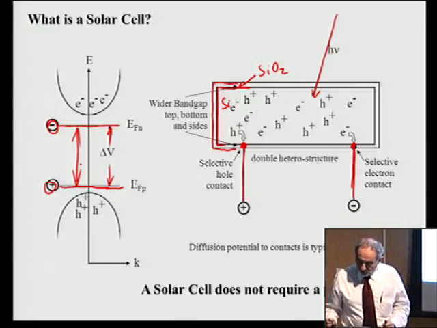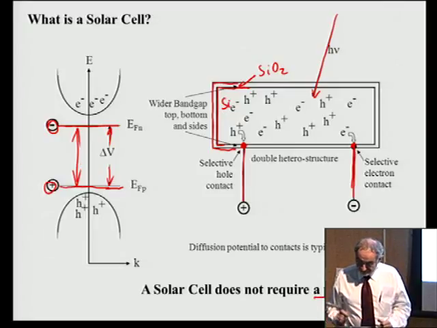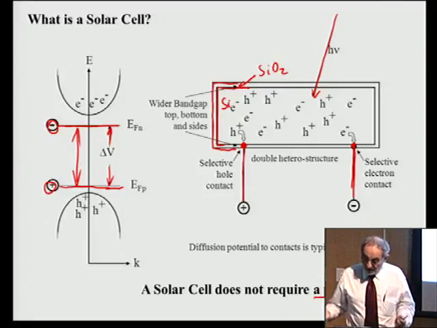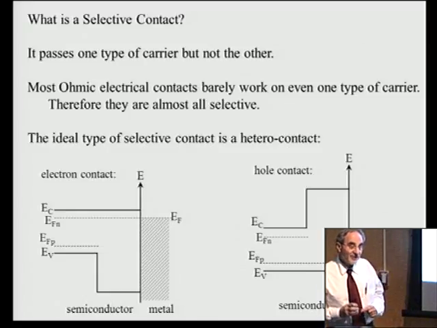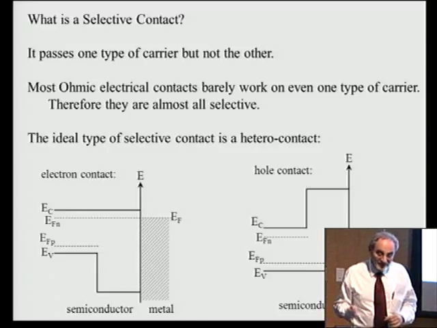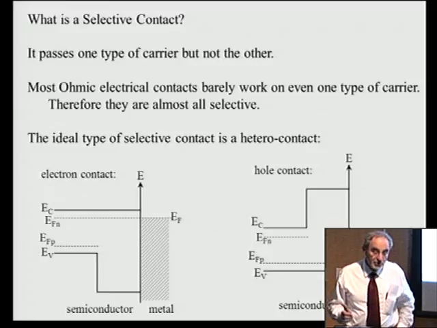Okay? So notice that I never mention anything about a p-n junction. Okay? So I say the p-n junction is optional. And you'll see that in a minute. Now you say, the trick must be those selective contacts. There's some sneaky trick with the selective contacts. There are many ways to make selective contacts. Let me show you a couple of ways.